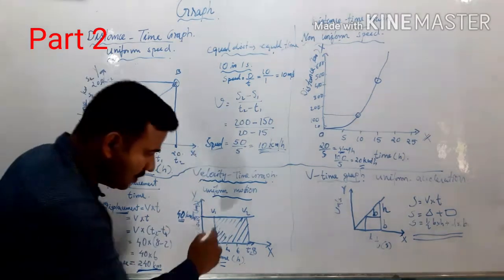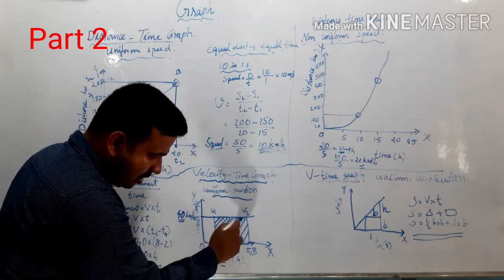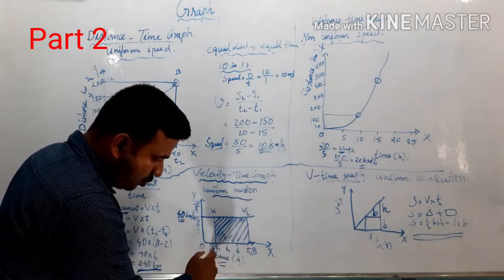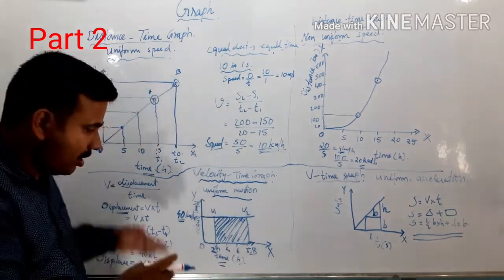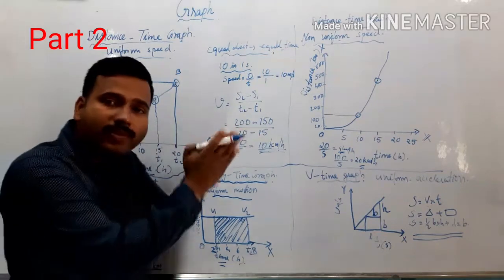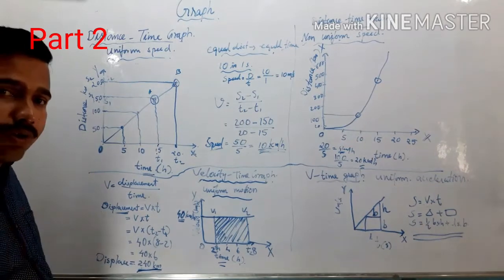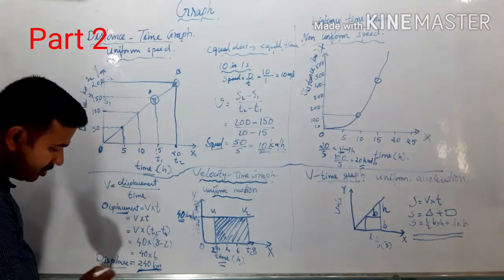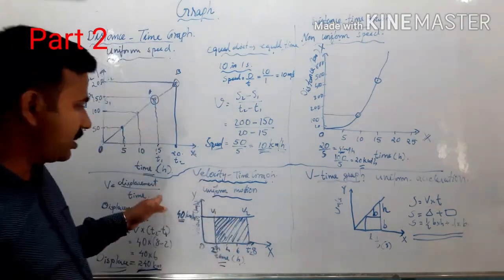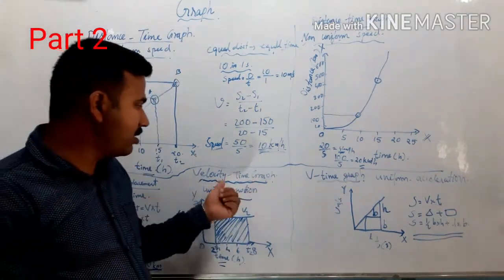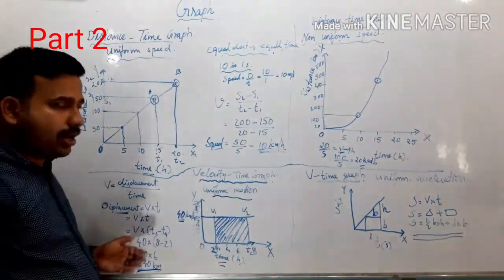So during this particular portion, while the object was traveling from 2 hours to 8 hours, if an object is moving with a speed of 40 km per hour, it will cover 240 km. So that is called the displacement. So we can calculate the displacement of an object which is moving in a uniform motion from its velocity time graph, using this method. I hope you understood.